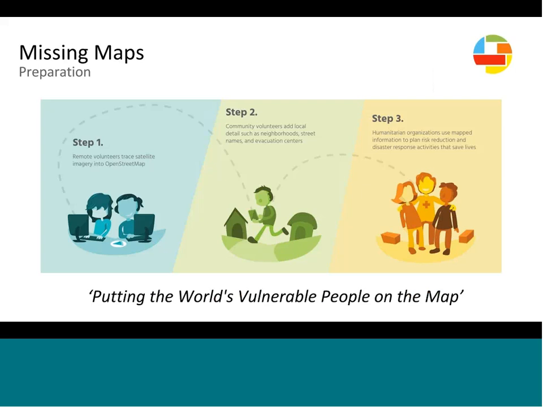Missing Maps is an organization that HOT works closely with, and they are trying to get people on the map, putting the world's most vulnerable people on the map. Rather than responding to a crisis or disaster, they're trying to do more in preparation for areas that aren't on the map, holding these mapathons and getting people together just to learn about OpenStreetMap and do mapping in the evening with maybe some pizzas and beers.